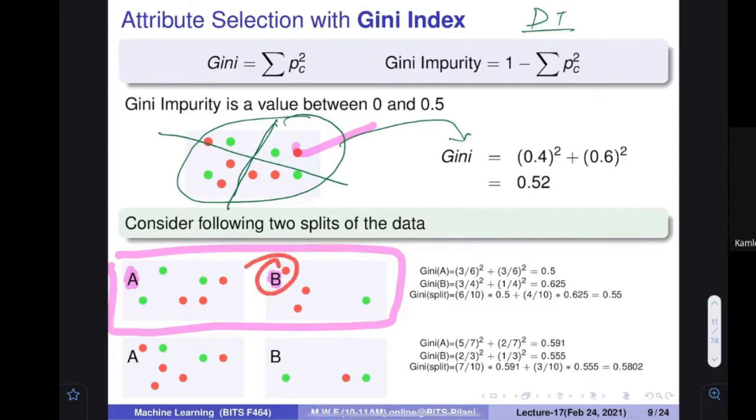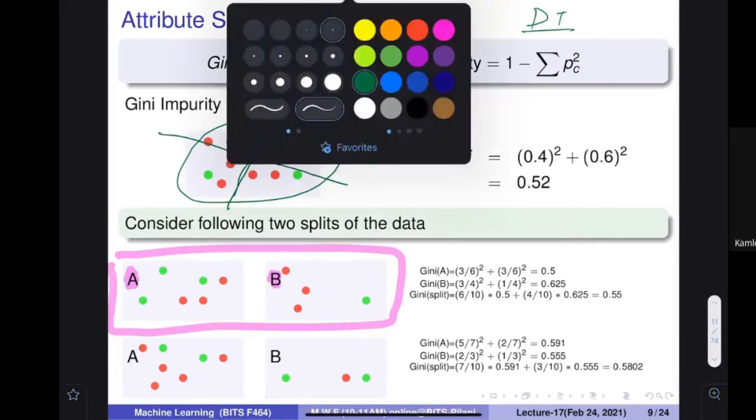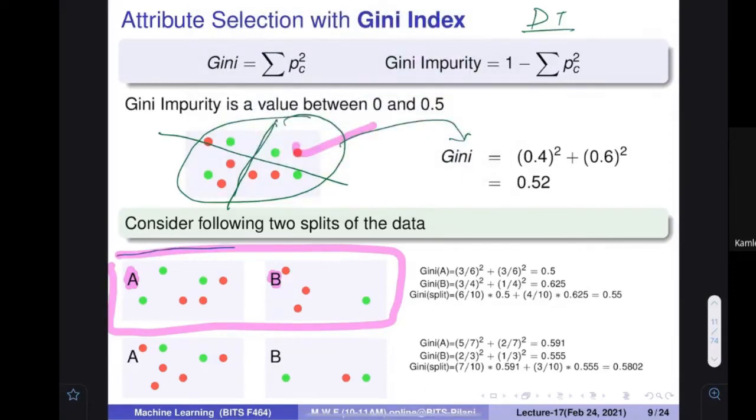What is the Gini value of B? 1, 2, 3. So 3 by 4 squared plus 1 by 4 squared. So it's 0.625. Now I'm going to tell you an important, new thing: if you want to find out the Gini value of this particular split.